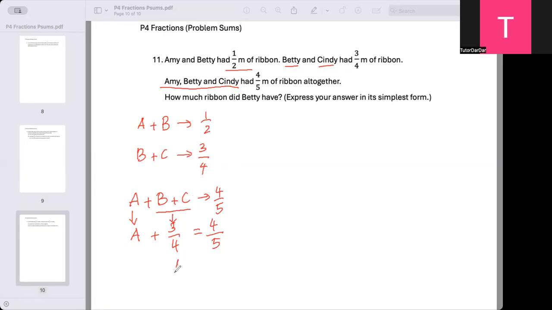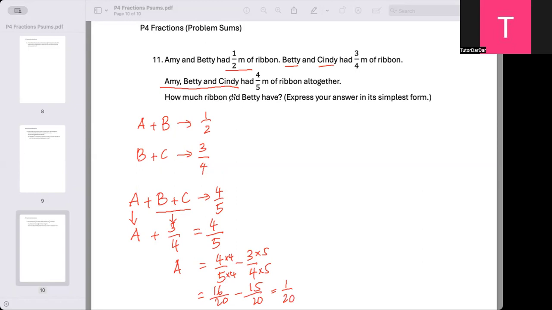So now, if you want A, you have to minus away 4/5 minus 3/4. So now, 5 and 4, what is the common denominator? 20. So 5 times 4, and 4 times 5. I will have 16 over 20 minus 15 over 20, which is equal to 1/20. So A is 1/20.